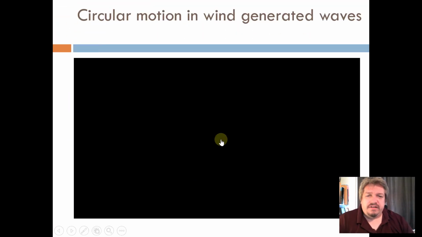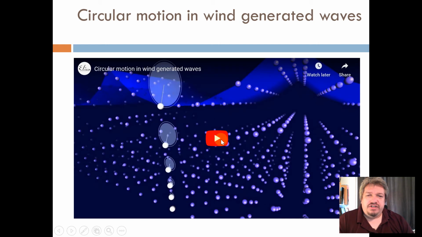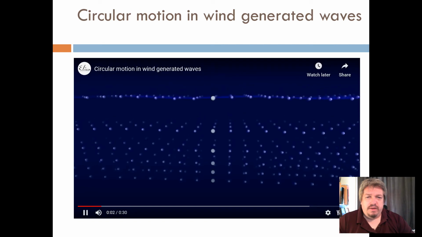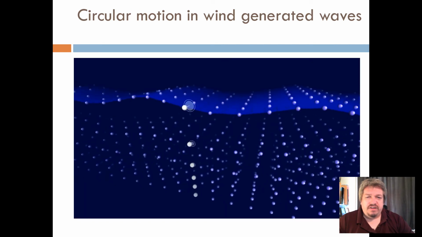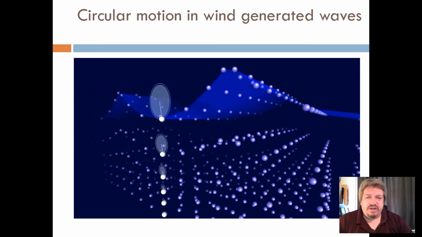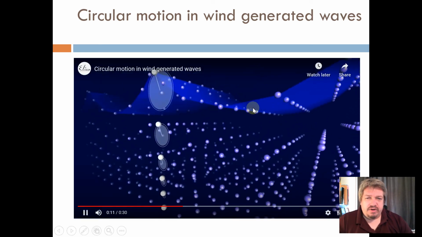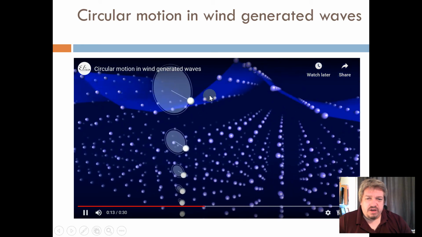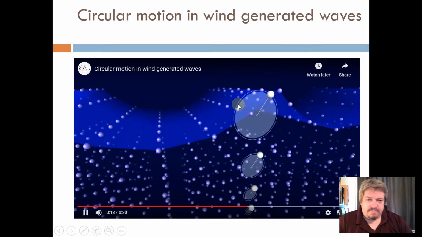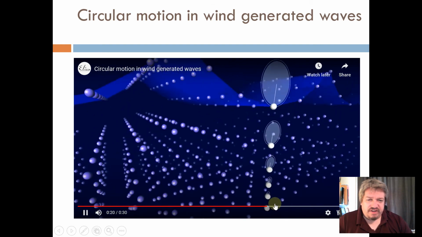So waves are created by circular motion. This just shows you right here. These little blue dots represent individual molecules of water. Watch as a wave moves through. Watch the motion. The wind blows and pushes the wave. If you trace their path, you notice they go in a circle, up and down.